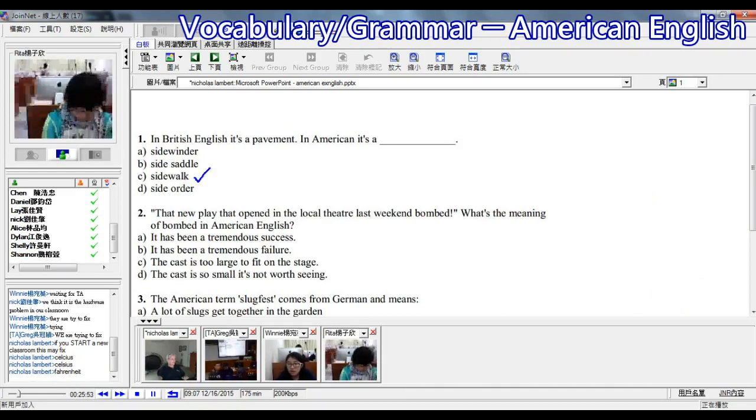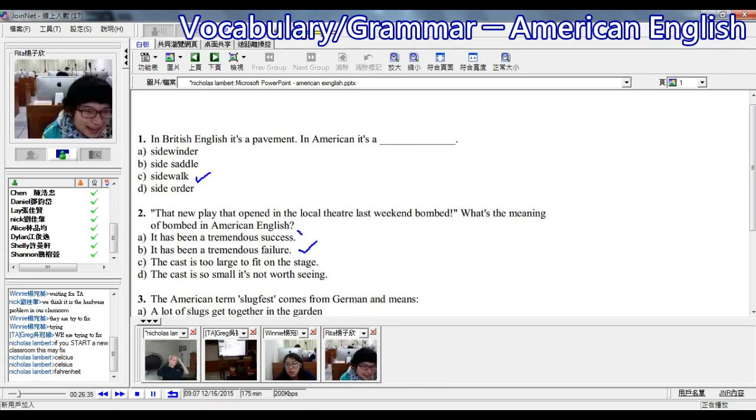Anyway, that new play that opened in the local theatre last weekend bombed. What's the meaning of bombed in American English? Has it been a success, a failure? The cast is too large, it's not on the stage, or so small, it's not worth seeing. And the answer is A. No. You're nearly there, but not quite. B. Yes, B. So if something bombs, it's a failure.